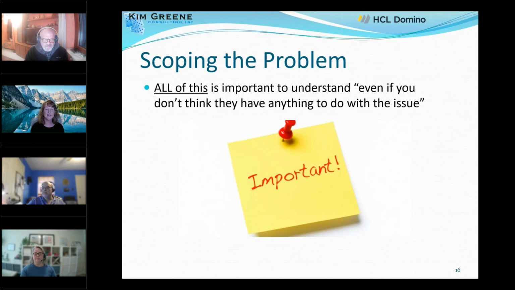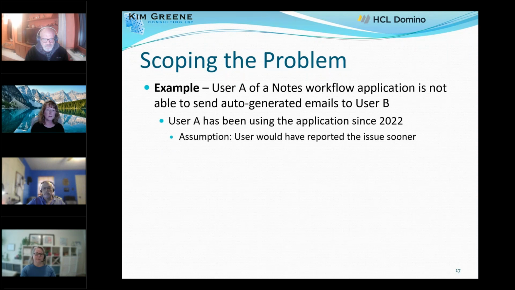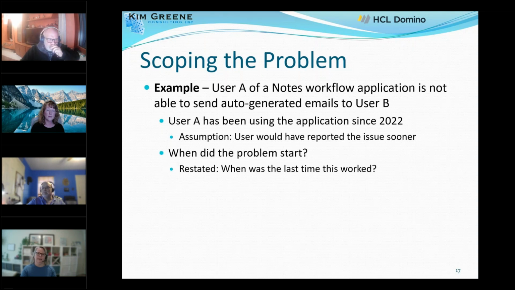Yeah, so all of this is important to understand. At this point you're scoping out the problem, so you don't know what's important, so treat everything like it's important. Just something to remember. So, a few examples. For this first one, say user A of a Notes workflow application is not able to send auto-generated mail to another user. You get that reported from the support desk. And things we know: this user has been using the application since 2022 and it's now 2024. So the assumption gets made that the user would have reported the problem sooner. But is that really the case?